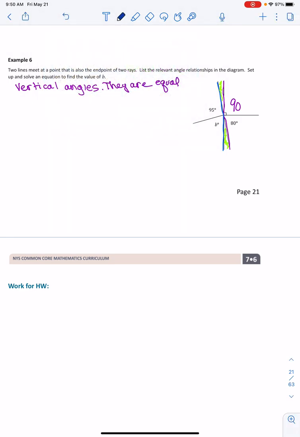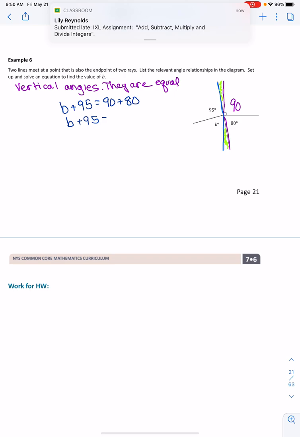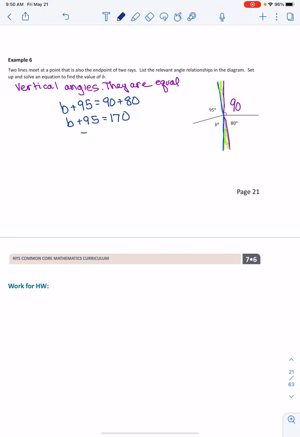So if I set these equal to one another, I have B plus 95 equals 90 plus 80. So I have B plus 95 equals 170 degrees. So if I subtract 95 from both sides, I have B equals 75 degrees. And that ends this lesson.